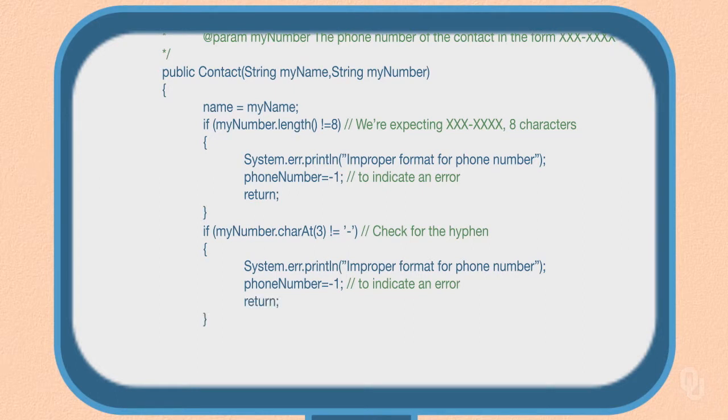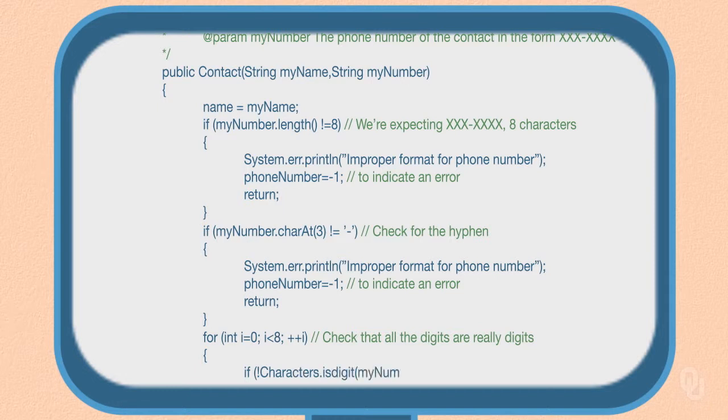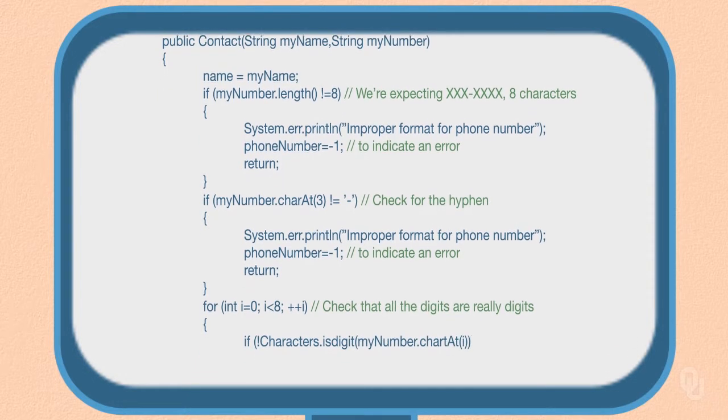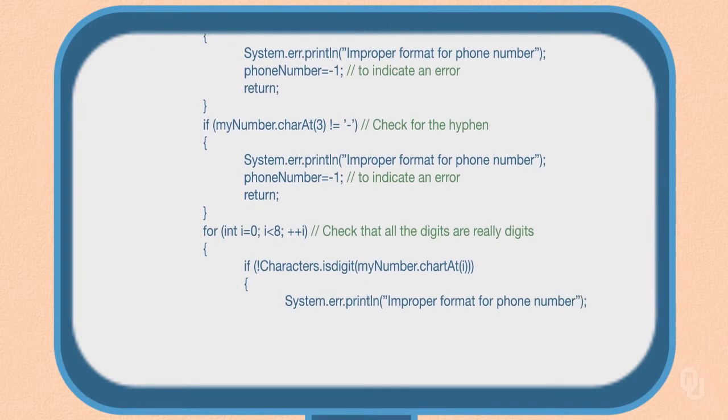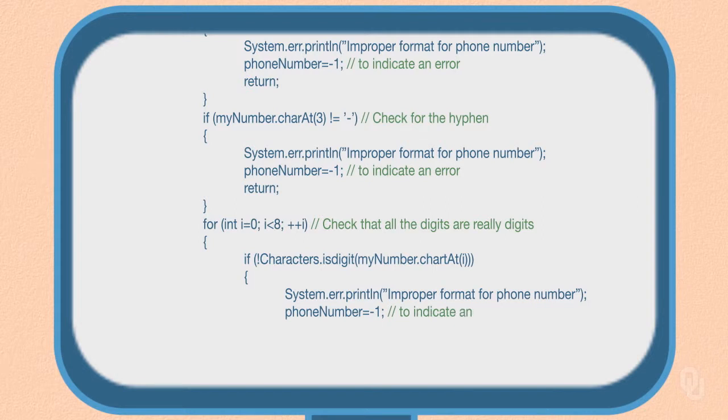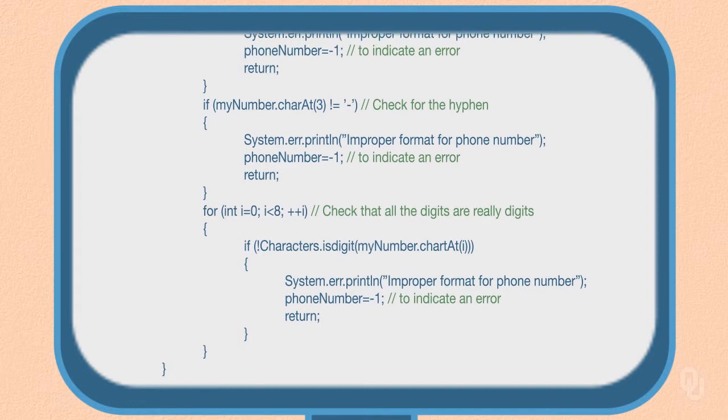Here's our last test. For int i = 0; i < 8; i++, if Character.isDigit(myNumber.charAt(i)) is false, System.err.println("Improper format for phone number"), phoneNumber = -1, return. What I did there is check that every single digit of the phone number was in fact a number, not a letter. That's an important thing to check.